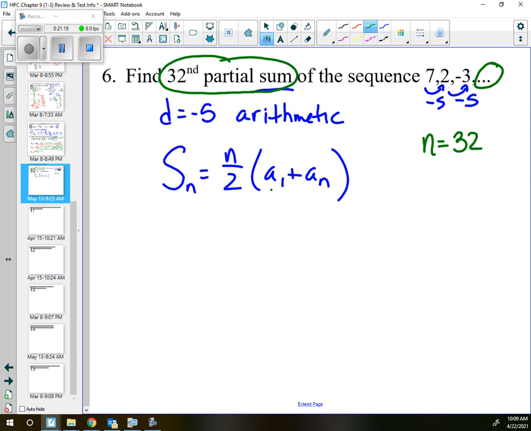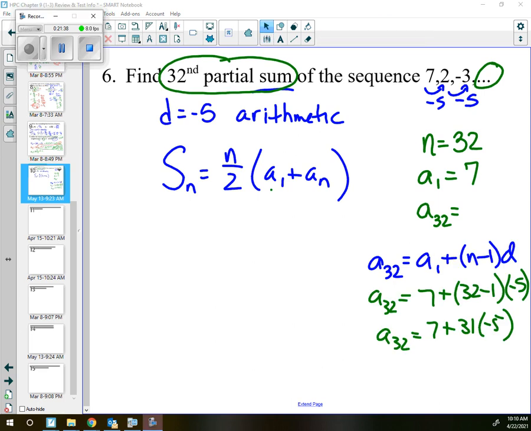What else do we need? We need an a1. We definitely have that. That's 7. But we need an an, and in this case, that would be an a32. I don't have that yet because it didn't give me the 32nd term. So I need to calculate that. So can you take a moment, pause the video, calculate the 32nd term in this arithmetic sequence?